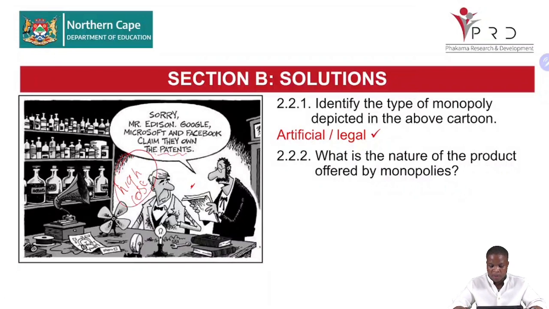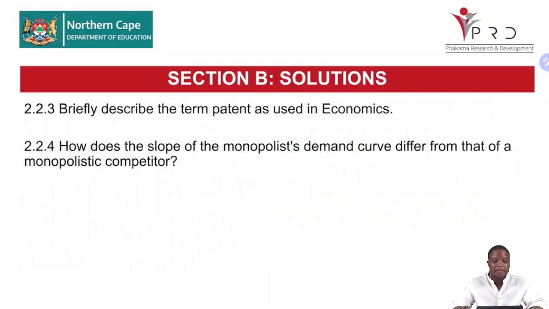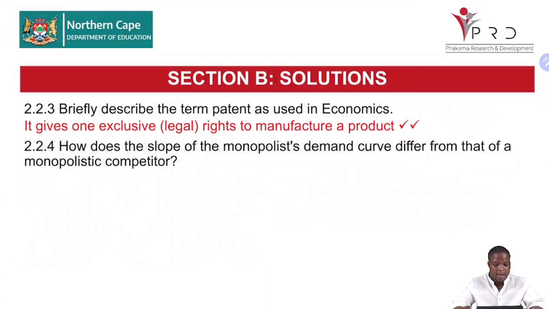What is the nature of the product offered by monopolies? Monopolies will offer a unique product. Briefly describe the term patent as used in economics. In economics, it gives one exclusive legal rights to manufacture a product. So a patent is like a license, they give you rights to manufacture a certain product.